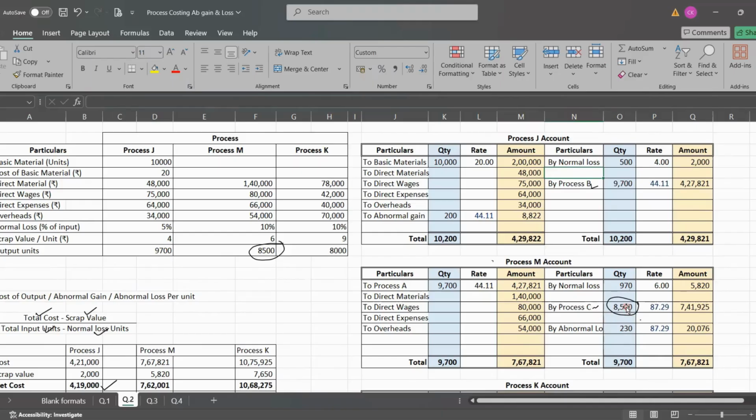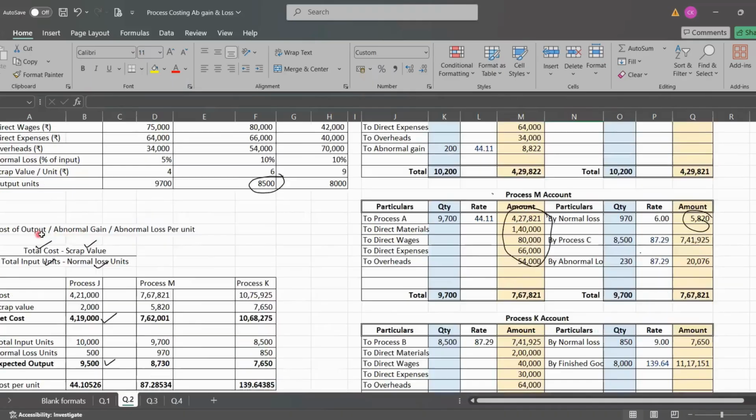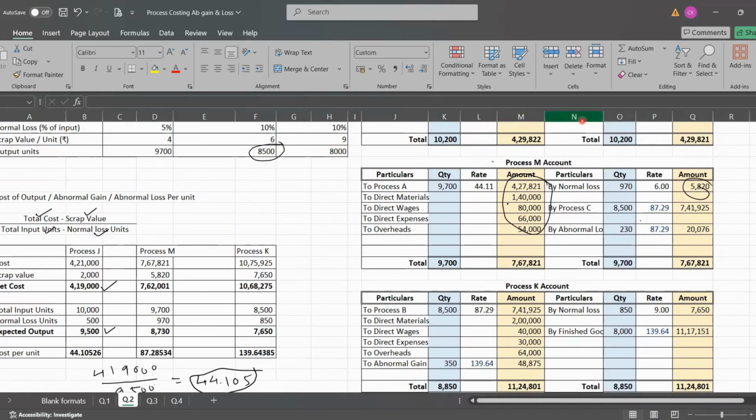Now the last step in calculation is calculation of cost per unit for output transfer as well as for abnormal loss. The formula is the same. First of all, take the total of the debit side cost column minus scrap value. It is mentioned in our working note also. The total of the debit side comes to 7,67,821, less scrap value of 5,820. It is deducted, so we will get 7,62,001.